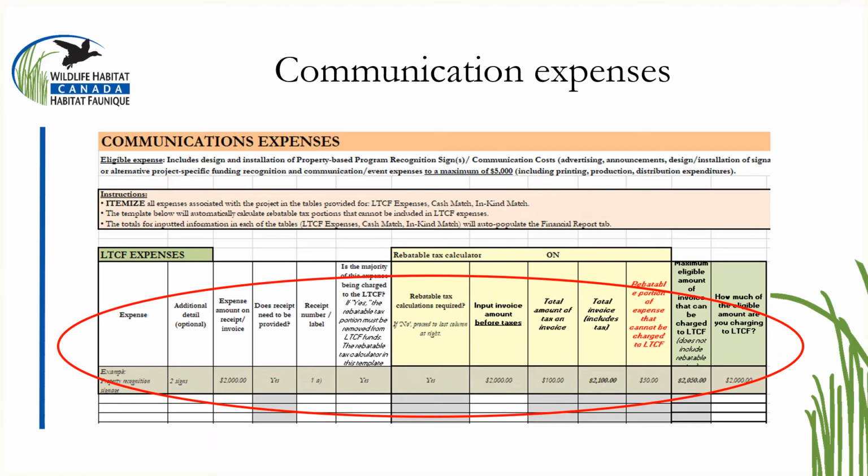Communication worksheet. This expense can be claimed to a maximum of $5,000. The eligible expenses that can be included are design and installation of property-based program recognition signs, communication costs, advertising, announcements, design and installation of signage, etc., or alternative project-specific funding recognition, communication, and event expenses. Complete as needed.